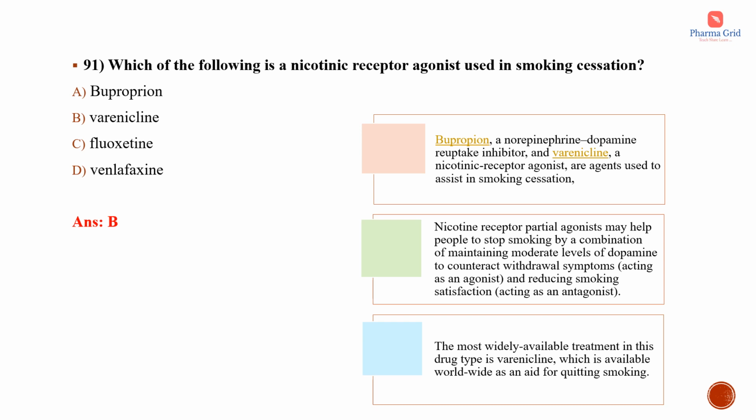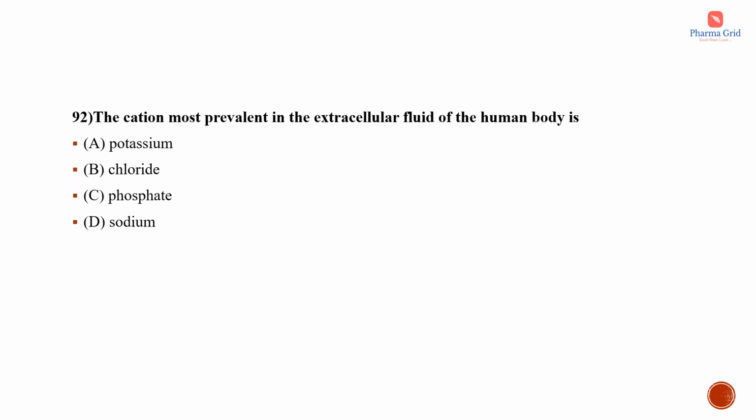Bupropion, a norepinephrine dopamine reuptake inhibitor, and varenicline, a nicotinic receptor agonist, are agents used to assist in smoking cessation. Nicotinic receptor partial agonists may help people to stop smoking by a combination of maintaining moderate levels of dopamine to counteract withdrawal symptoms, acting as an agonist, and reducing smoking satisfaction, acting as an antagonist. The most widely available treatment in this drug type is varenicline, which is available worldwide as an aid for quitting smoking.